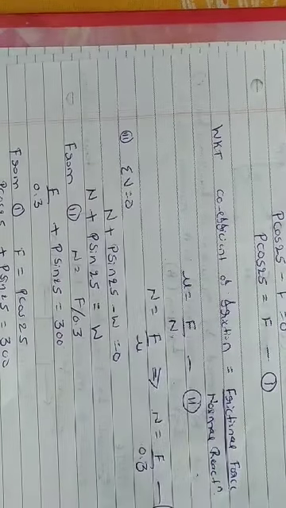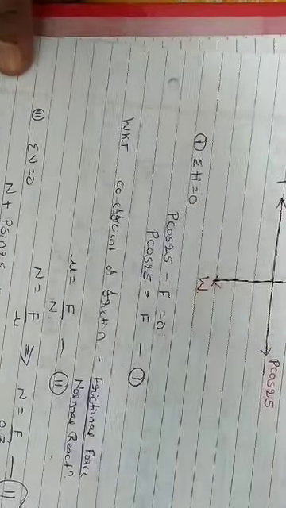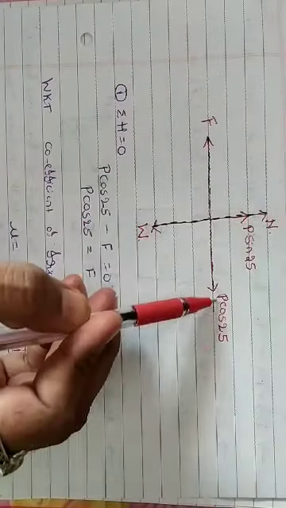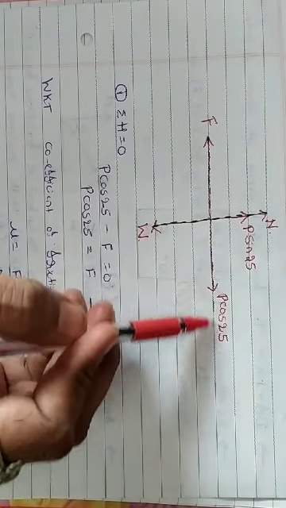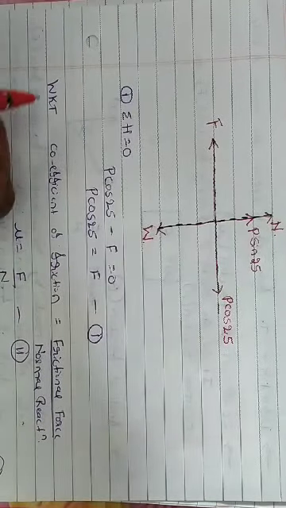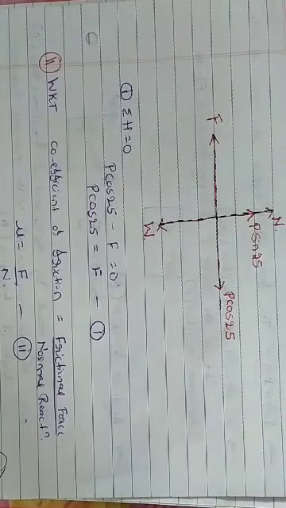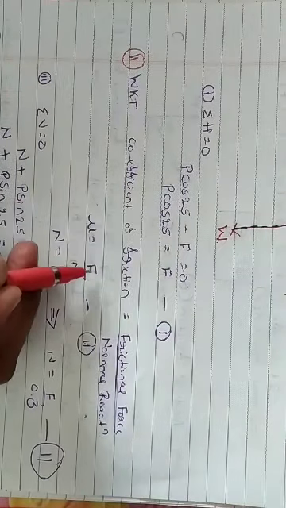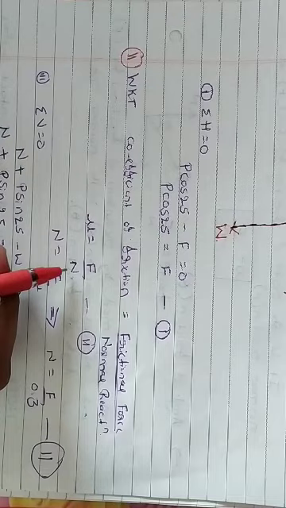Right. Now we have to use the conditions of equilibrium. First condition, summation of horizontal forces is equal to 0, right? So summation H equal to 0 is: P cos 25 acting along positive x-axis, so plus P cos 25 minus F is equal to 0. That is the first condition. Second condition, we know that mu is equal to F divided by N. That is, coefficient of friction is equal to frictional force divided by normal reaction.